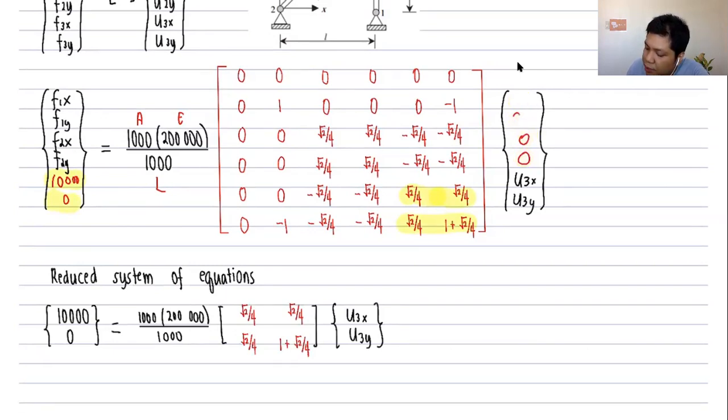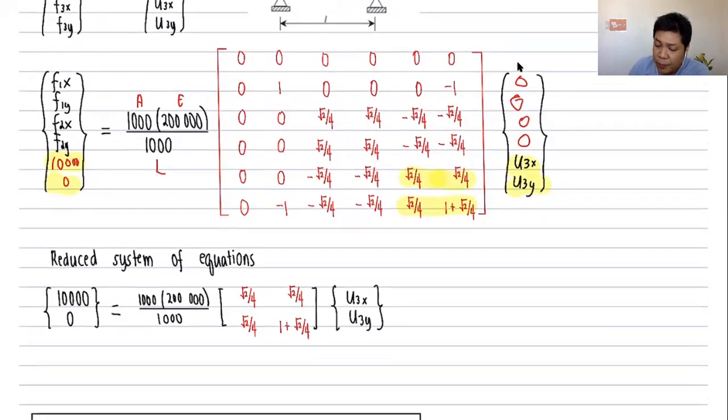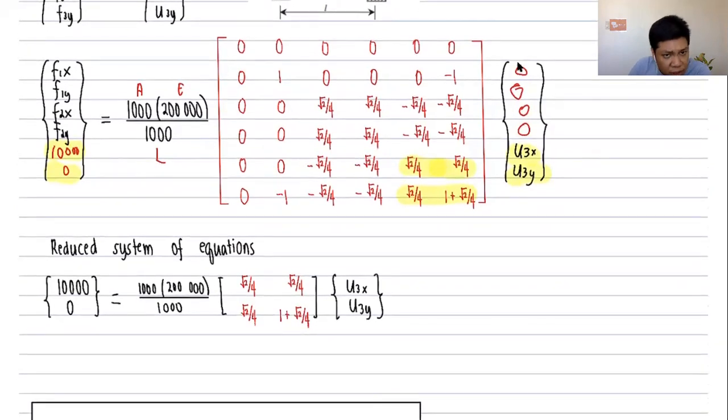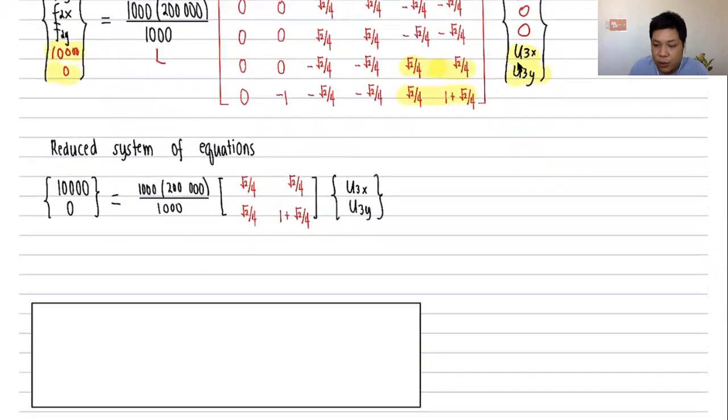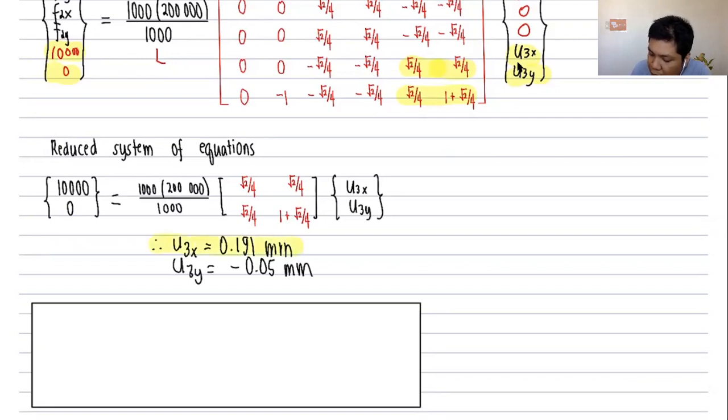Okay, so let me just highlight again. So this is now my system of equations. It's up to your discretion how to easily solve this matrix operation. You can use your Excel spreadsheet if you don't want to reduce your system of equations. That's okay. But I think it would be easier because there are a lot of zeros. Once I perform this reduced system of equations, I should get U3x equals 0.191 millimeters and U3y equal to negative 0.05 millimeters. So this would now be our final answers for U3x and U3y.